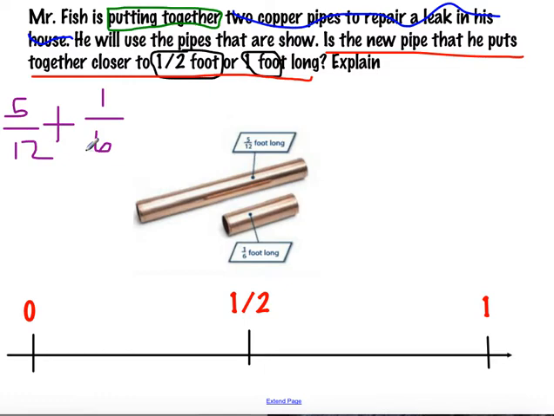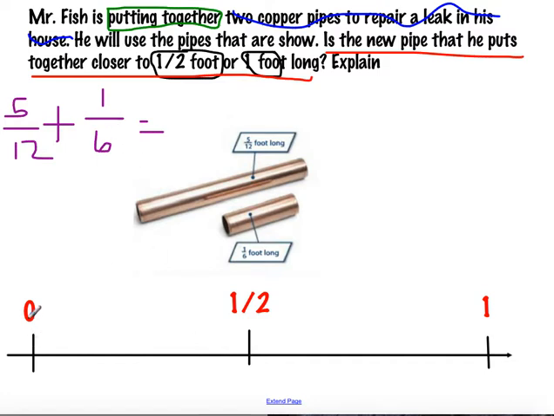We eventually will get there, but we don't even have to worry about getting the exact answer today because we're estimating, right? We're estimating if this will be closer to half a foot long or 1 foot long. So you can do it in one of two ways. The first way you can do it is plot these fractions on a number line.